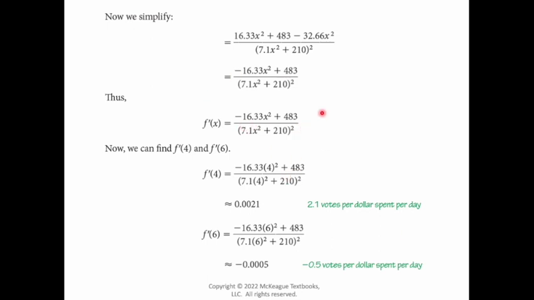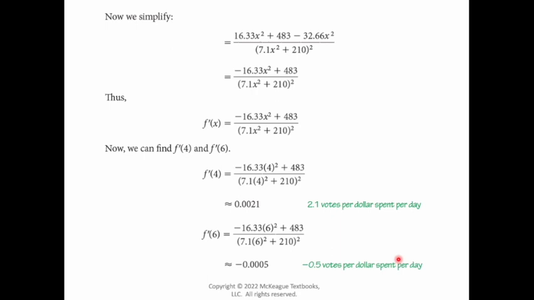So now that we have the derivative, let's evaluate it at 4 and 6. When we plug in 4 into our derivative, we get approximately 0.0021. And when we plug in 6, we get approximately 0.0005. Now remember, that was in thousands, so we've got to move the decimal place over 3 places when we interpret this.